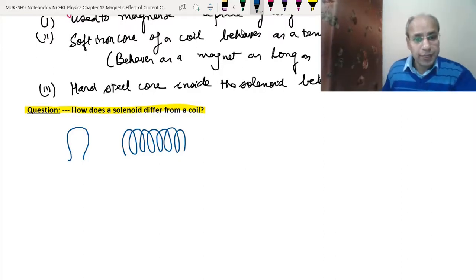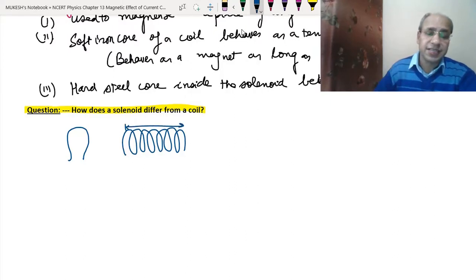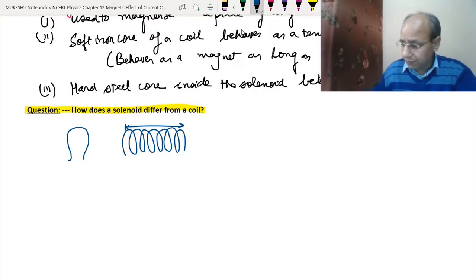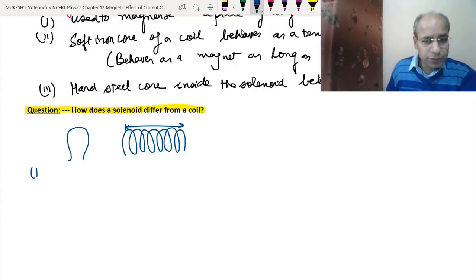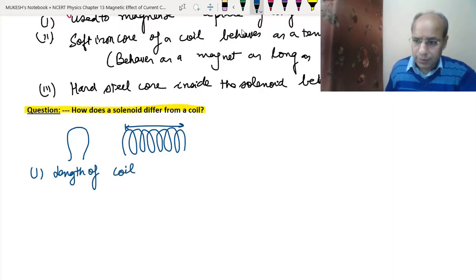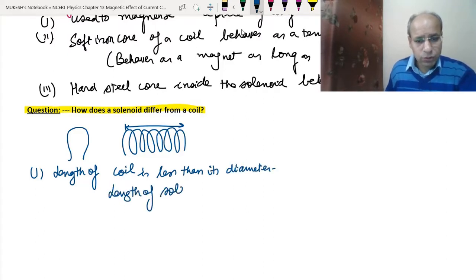But in the solenoid, the length is more. You can see there is more length, from here to here, but the diameter is less than the length. So what is the first point? The first point is the length of a coil is less than its diameter, while the length of a solenoid is more than its diameter. I hope this is clear to you.